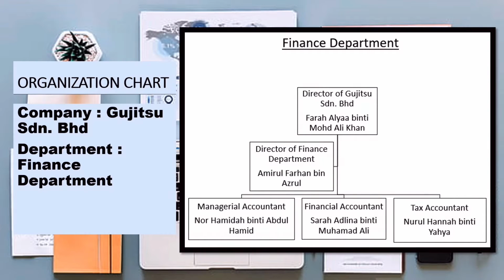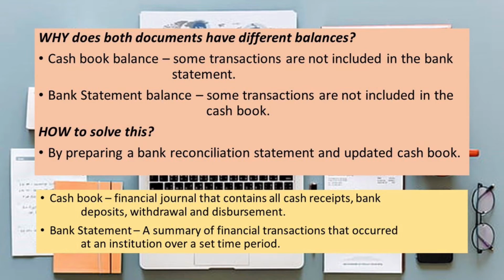In this slide, we are going to present about our company's organization chart. Our company is directed by the Director of Kijutsu Sdn Bhd, Ms. Farah Alia binti Muhammad Ali Khan, and for the Finance Department, the Director is Mr. Amirul Farhan bin Azrul, while being assisted by three main accountants of the company, which are Managerial Accountant Ms. Nur Hamidah binti Abdul Hamid, Financial Accountant Ms. Sarah Adlina binti Muhammad Ali, and lastly, Tax Accountant Ms. Nurul Hannah binti Yahya.